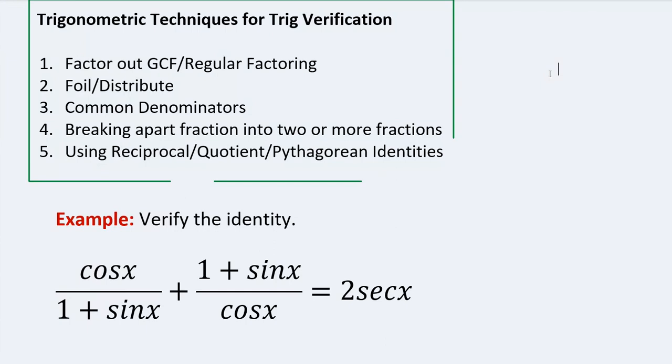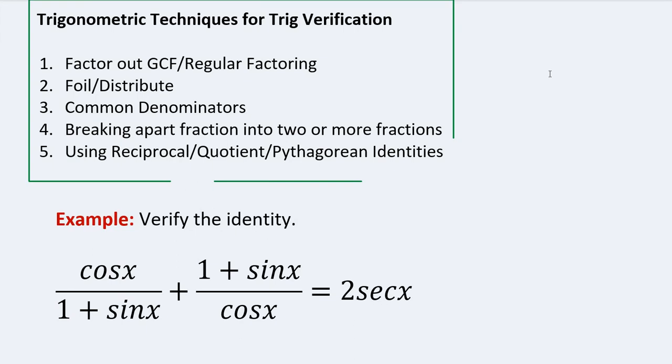The second one, FOIL or distribute. The third one, getting common denominators. The fourth one, breaking apart fractions into two or more fractions. And then finally, once you actually do all those algebraic properties, you can use reciprocal, quotient, and Pythagorean identities.